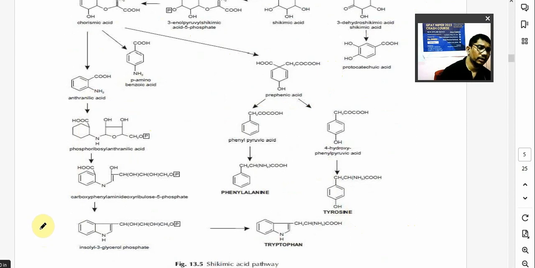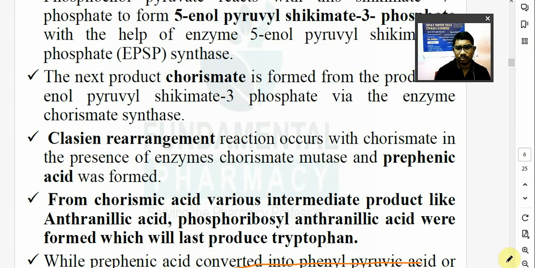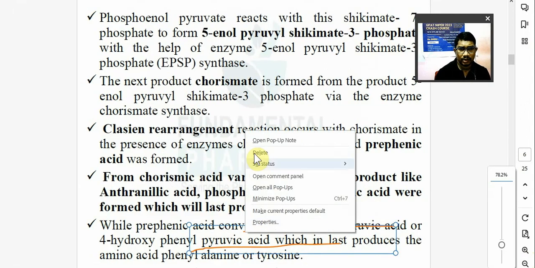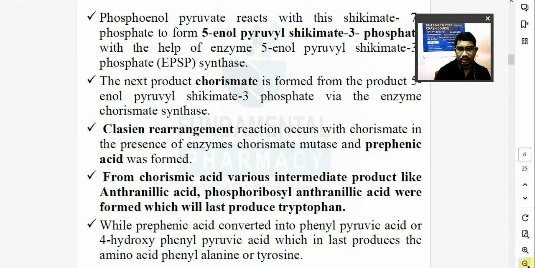What is the importance of this shikimic acid pathway? This pathway is very important to produce phenylpropanoids. Phenylpropanoids means the phenylalanine and tyrosine amino acids. They are the main precursors for the synthesis of coumarins, lignins, tannins and flavonoids. So the secondary metabolites lignin, coumarin, tannins, flavonoids come from the phenylpropanoid unit, meaning phenylalanine and tyrosine.